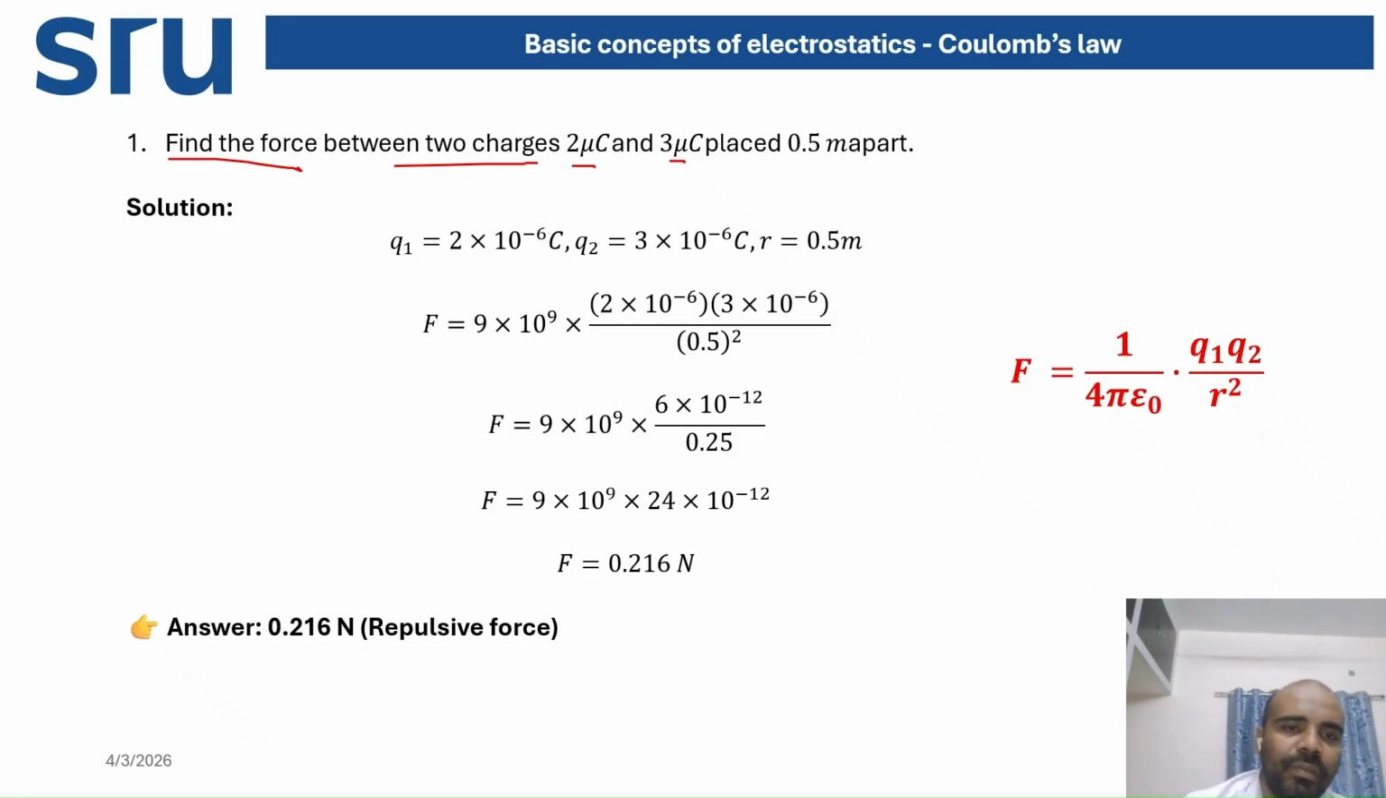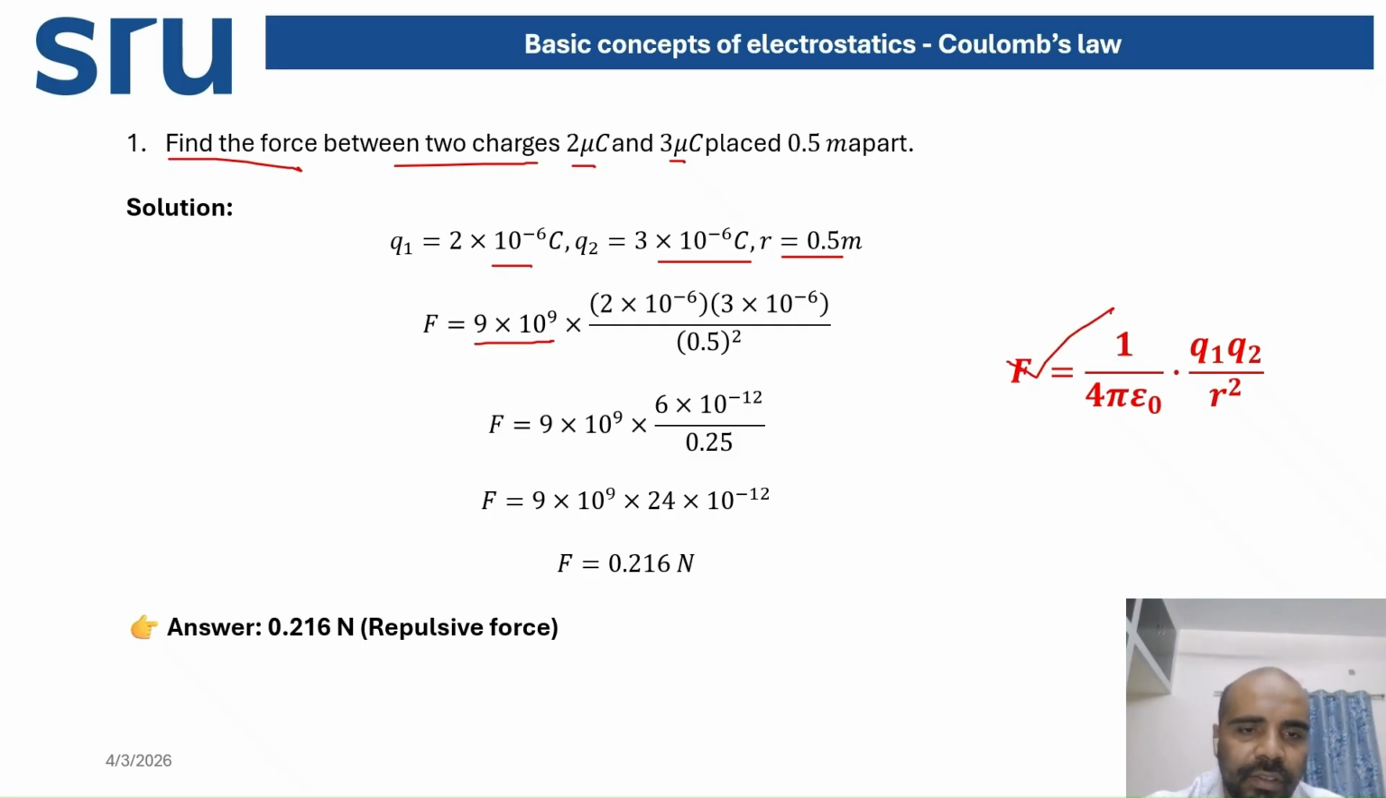And the charges are given. Q1 is 2 microcoulomb, which is equal to 2 into 10 to the power minus 6 coulomb, and Q2 is 3 microcoulomb, which is equal to 3 into 10 to the power minus 6 coulomb, and the distance between them is 0.5 meter, right? So F equals 1 by 4 pi epsilon naught Q1 Q2 by R square, and 1 by 4 pi epsilon naught is equal to 9 into 10 to the power 9 Newton meter square per Coulomb square. So put all the values in this equation, right?